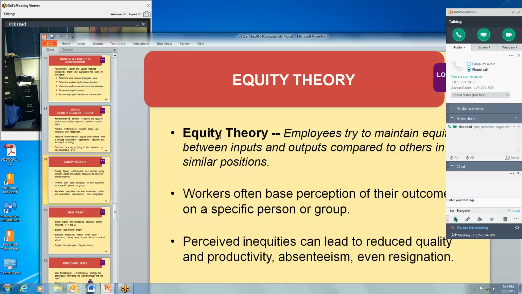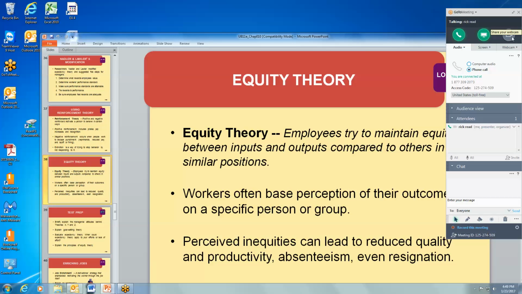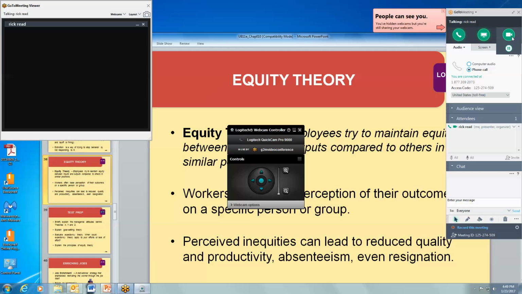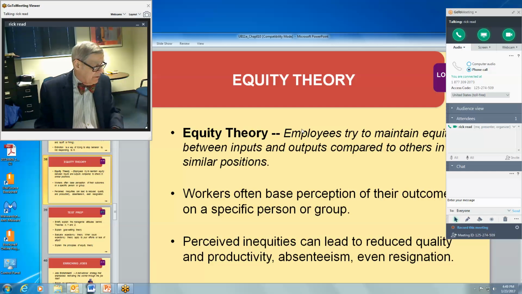The next theory we come to is, at least to me, a very important theory, and one that we see all the time and we don't always stop and think about it. And that's equity theory. Equity theory is shown here in the text on page 282. We don't have a figure to look at it.